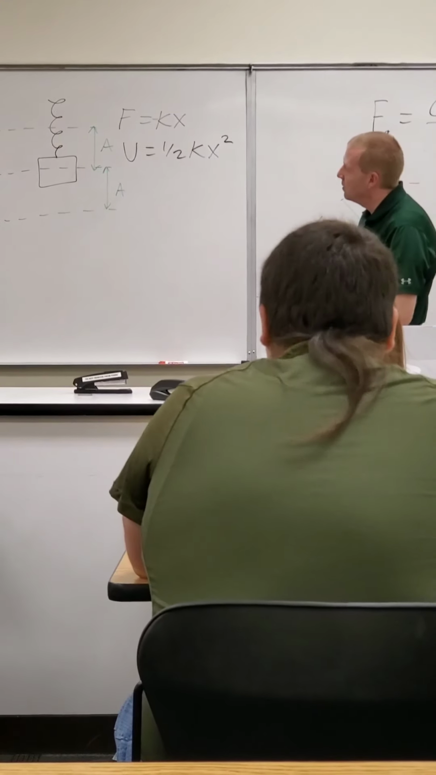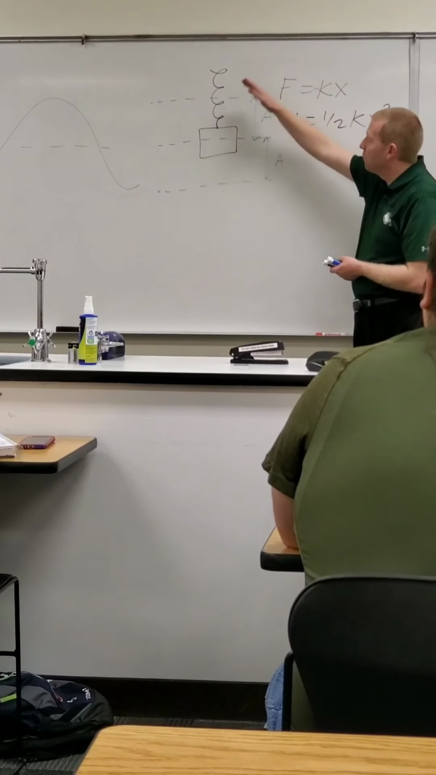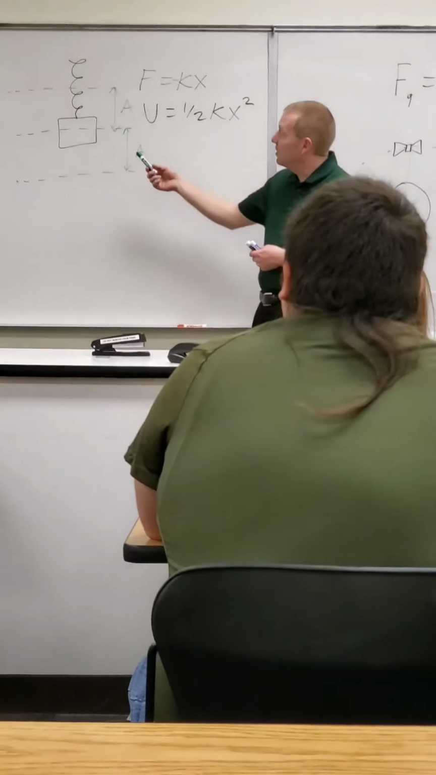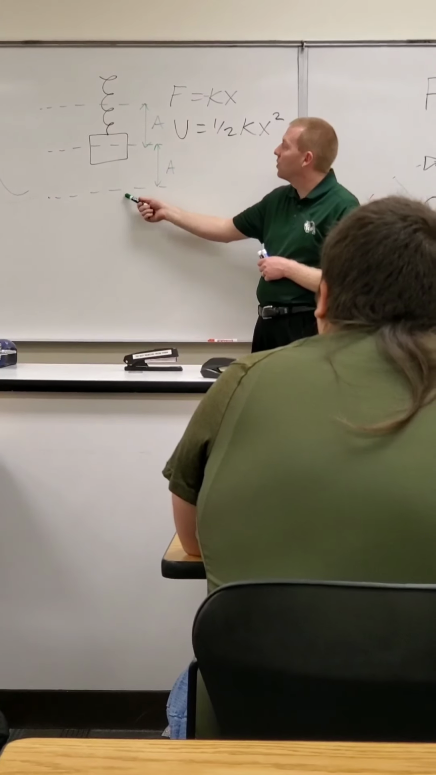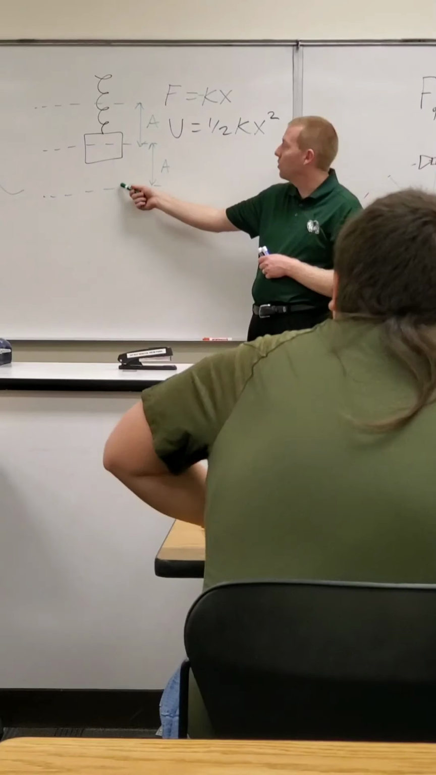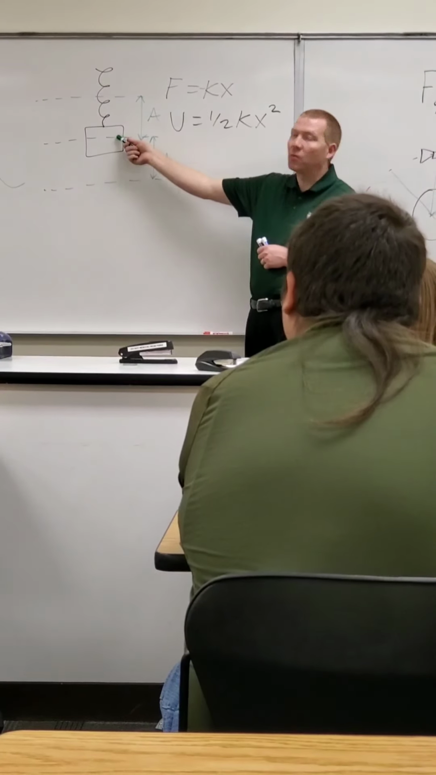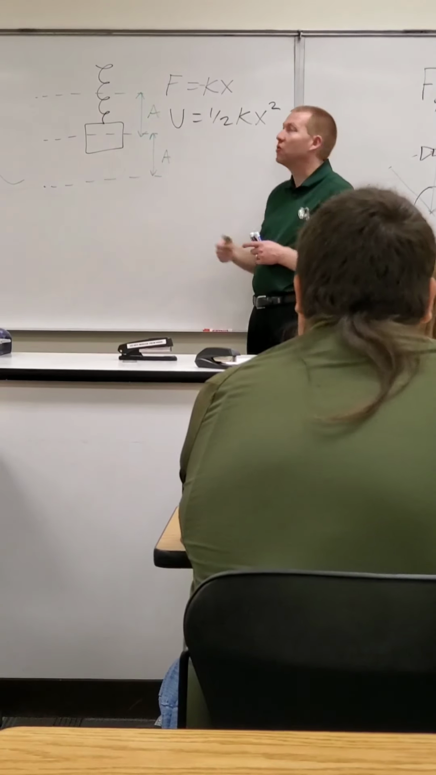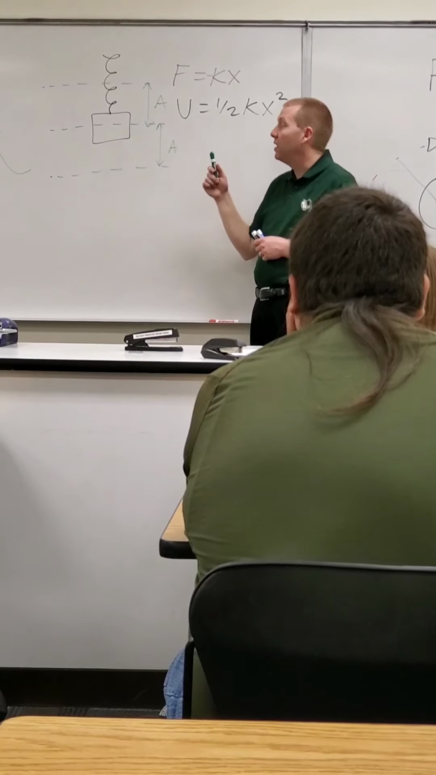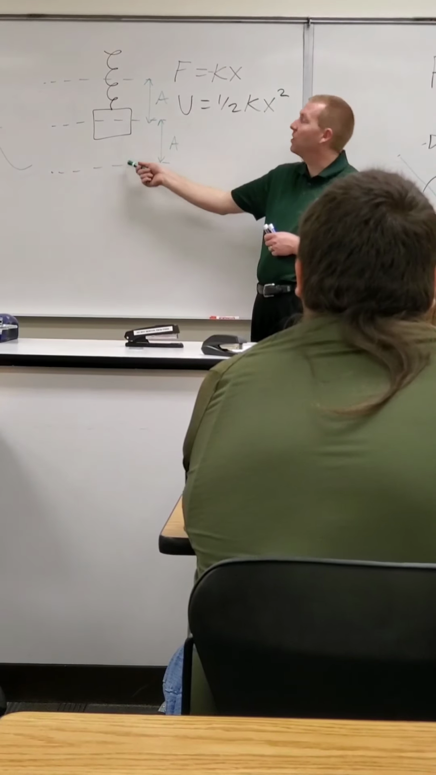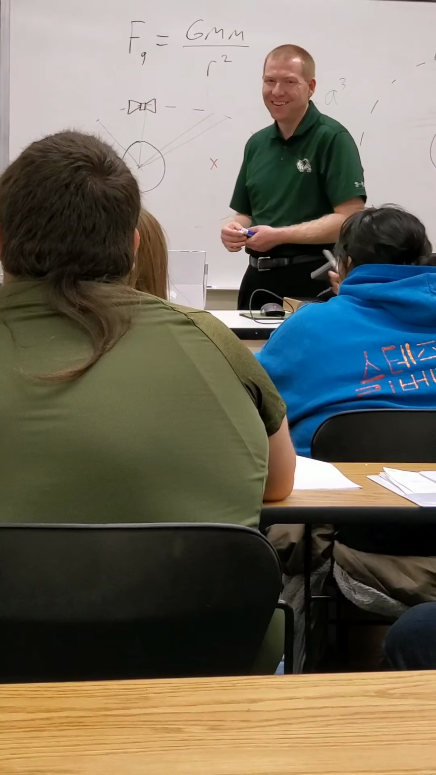Springs. You should know, when this thing's oscillating back and forth, where the velocity is a maximum, where the velocity is 0. You should know where the force is at a maximum, where the force is 0. You should know where the kinetic energy is at a maximum, where the kinetic energy is 0. You should know where the potential energy is at a maximum, where the potential energy is 0. Where the acceleration is at a maximum, where the acceleration is at 0. Did I do that too fast? You ready?